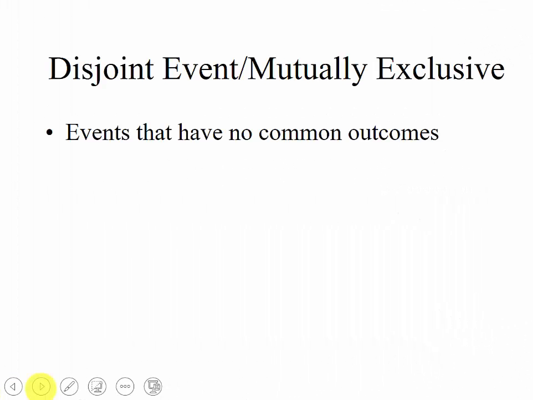Probabilities. We're going to look at some terminology first. Disjoint events and mutually exclusive events are used interchangeably.